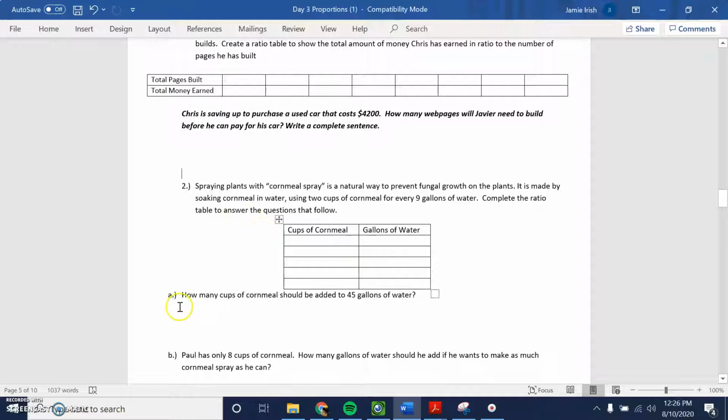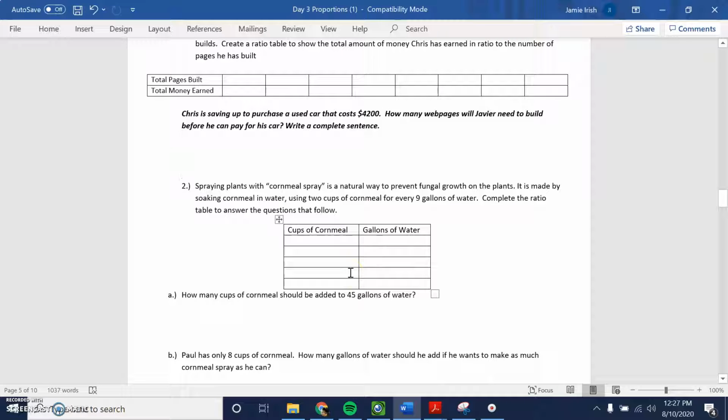So we got the table. A, how many cups of cornmeal should be added to 45 gallons of water? And B, Paul has only 8 cups of cornmeal. How many gallons of water should he add if he wants to make as much cornmeal spray as he can? Okay, so it looks like A and B are going to be helped when we complete this ratio table right here.